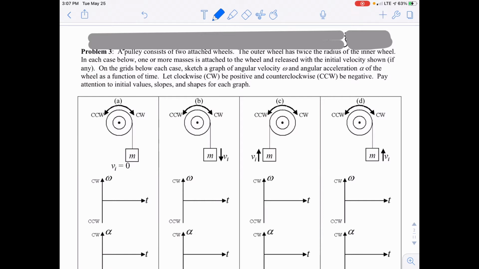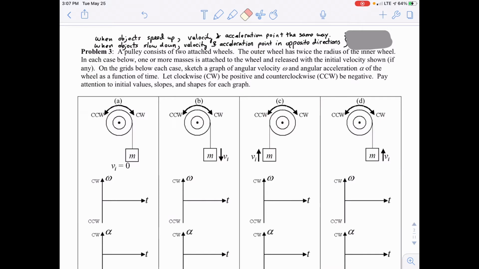Well, one thing we should consider before we begin: when objects speed up, the velocity and the acceleration point the same way. When objects slow down, velocity and acceleration point in opposite directions. And this is true for omega and alpha as well. And we're going to use the same principle. Instead of going left and right or the same direction for acceleration and velocity, we're going to be talking about clockwise versus counterclockwise. Let's take a look.